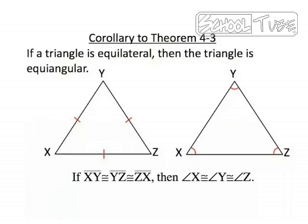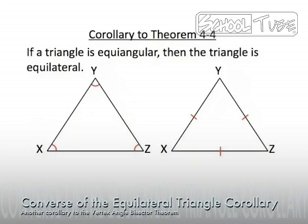This is what it looks like. If segment XY is congruent to segment YZ, and segment YZ is also congruent to segment ZX, then angle X, angle Y, and angle Z are all congruent.